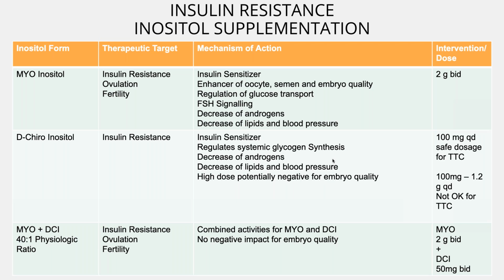There is a combination using a very small dose, however, of the D-chiroinositol along with the myo-inositol in the 40-to-1 ratio, which is the ratio that's in the bloodstream typically. And so much, much more myo-inositol and much, much less D-chiroinositol. This seems to be possibly superior to the myo or the D-chiro, and no negative impact for the embryo quality. But I don't think it's vastly superior to the myo-inositol, though according to some studies, it looks like it may be superior in some ways.